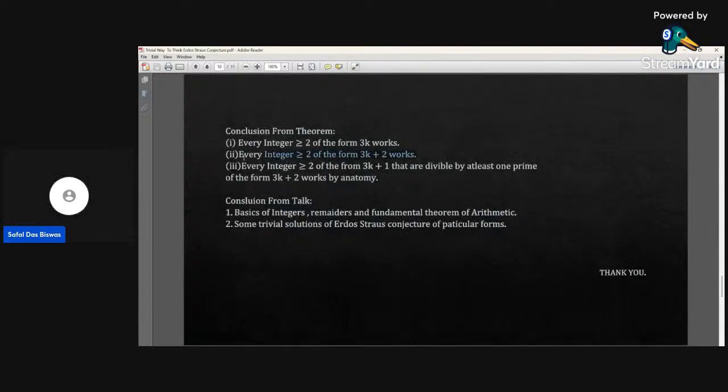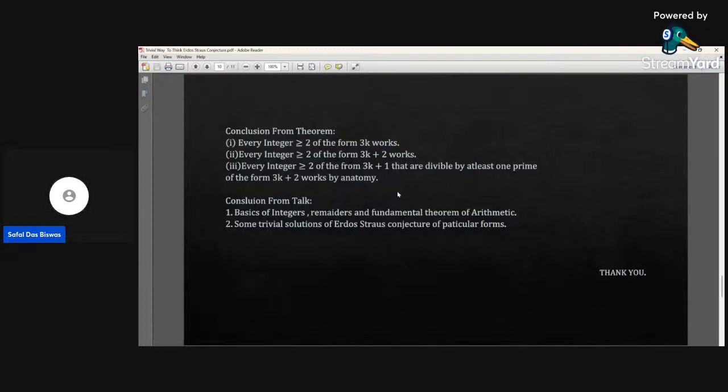Okay, so now every integer of the form... Now here is the important thing. This is the important thing I'm trying to tell you guys after the proof: every integer greater than or equal to 2 of the form 3k plus 1 that is divisible by at least one prime of the form 3k plus 2 works. For example, what is some integer of the form 3k plus 1?